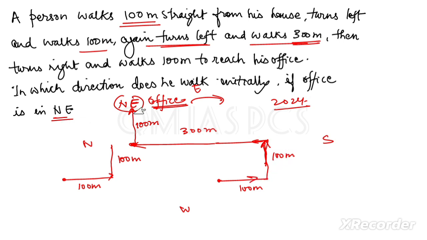The second method: if this is northeast, that simply means one direction is north and the second is east. If this is north, then the opposite one is south, and if this is east, then the opposite one is west. Based on that, you can see that this person is moving initially in the direction of south. Clear? So the answer is the south direction. Fine. So let's see the next question.